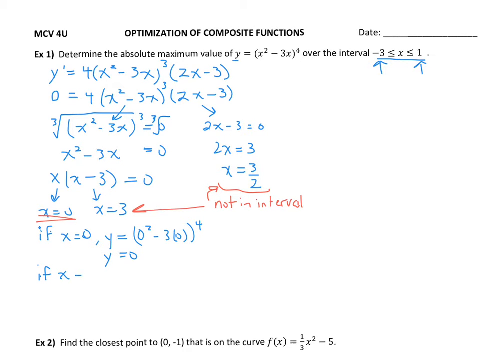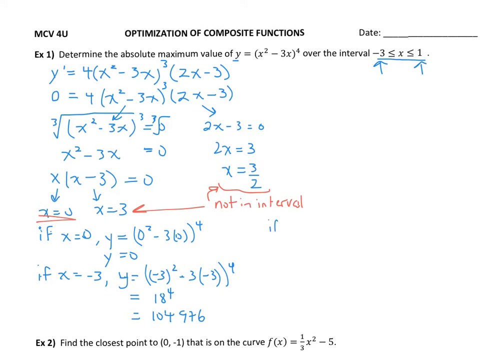So let's say if x is equal to -3, our y will equal -3 squared minus 3 times -3 all to the exponent of 4, which will be 9, and then add 9, which would be 18, and then 18 to the exponent of 4. We'll figure out on the calculator, and I believe I got 104,976. So that value is definitely bigger than 0.